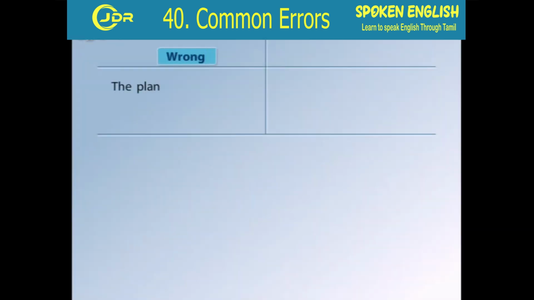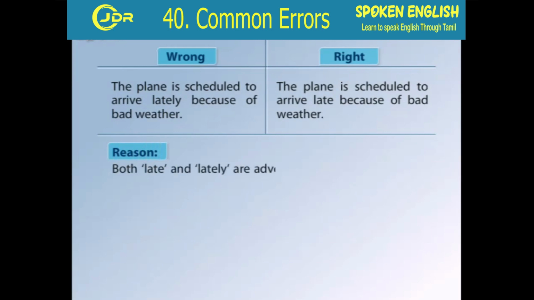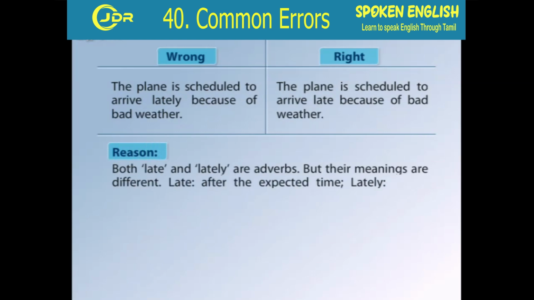Wrong. The plane is scheduled to arrive lately because of bad weather. Right. The plane is scheduled to arrive late because of bad weather. Reason, both late and lately are adverbs, but their meanings are different. Late, after the expected time. Lately, in the recent past.